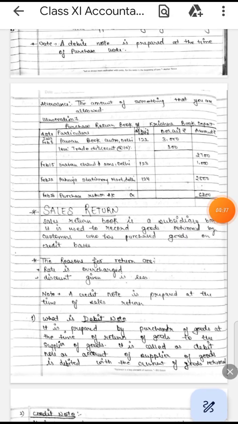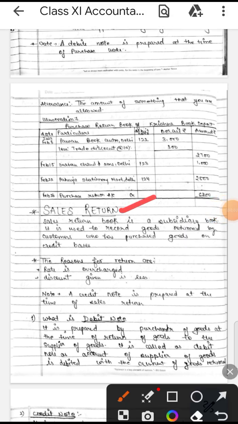And now we are going to understand the sales return concept. Sales return is also known as return inward, and purchase return is also known as return outward. Sales return is a subsidiary book. It is used to record the goods returned by the customers. Customers are not satisfied with our products. That means they do returns. The reasons behind the returns are the rate is overcharged, or the discount is not given to the customer according to the specified rate, then they are not satisfied. They will do returns. The returns from the customers are recorded in the sales return book. At the time of purchase return, we will maintain a debit note. At the time of sales return, we will maintain a credit note.